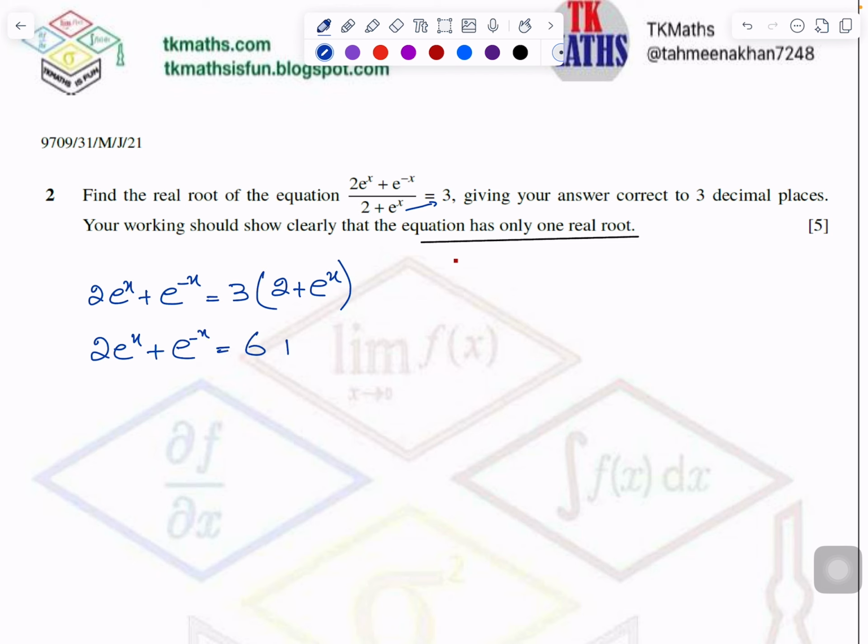3 2s are 6 plus 3. Now I can see this term and this term are like terms, so I'll take everything to the other side. I'm taking this to this side and this also to that side, right? So it will become 3e^x minus 2 times e^x minus e^(-x) plus 6.